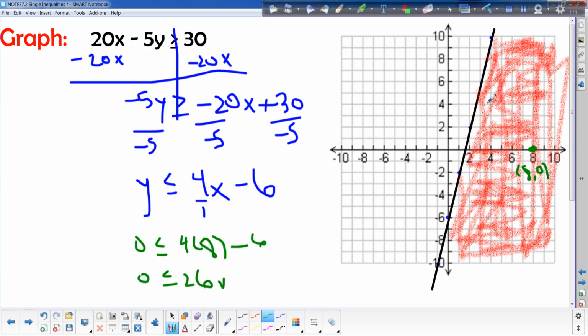So the reason I shaded down this time, I went straight down when I shaded, was because I had a less than. Straight down, because of the less than.